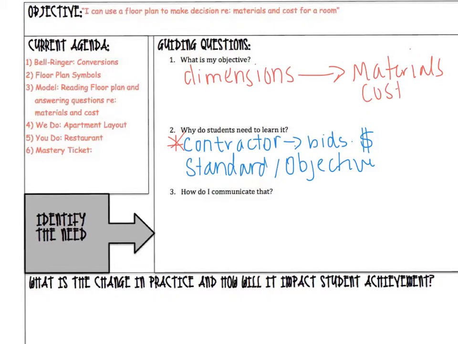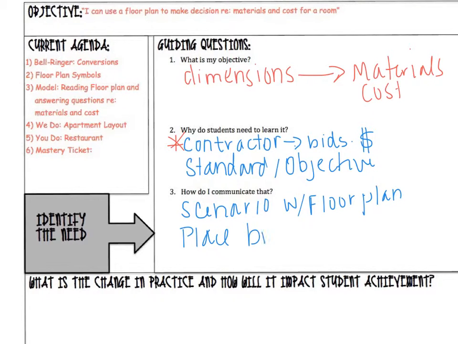All right, so now thinking about what students need to learn, why they need to learn it, now I need to figure out how I'm going to tell students. So I think what I'm going to do is give the students a scenario with a floor plan. And I'm going to have students place a bid for the job. So basically, they're going to decide how much money they're going to charge someone to do this.